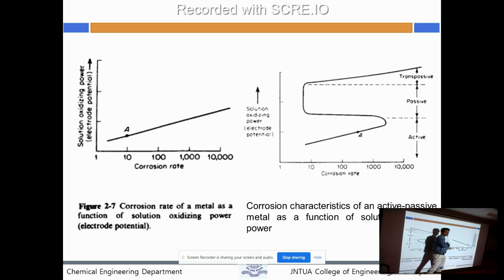Now, let us come back to the second graph. What is this second graph? Again, oxidizing agent only. But look at the graph of the corrosion rate. Observe the corrosion rate.